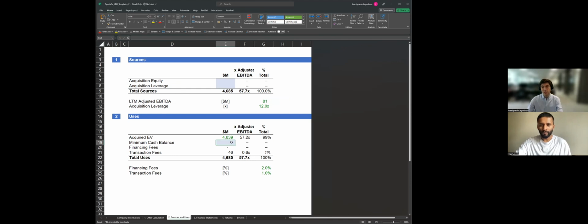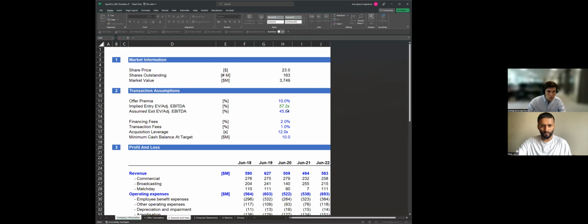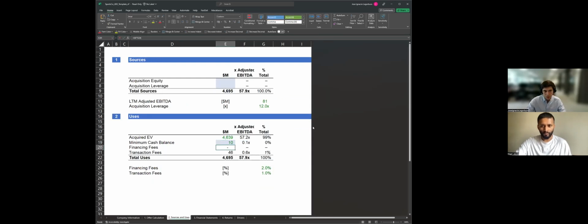On top of that, in our assumption, the 4.6 billion assumes we use all the debt that is currently in the company, but you need a minimum cash balance to run the operations. So that is the next item, which is just assuming a minimum cash balance, which we have here. Again, it's just a simple assumption.